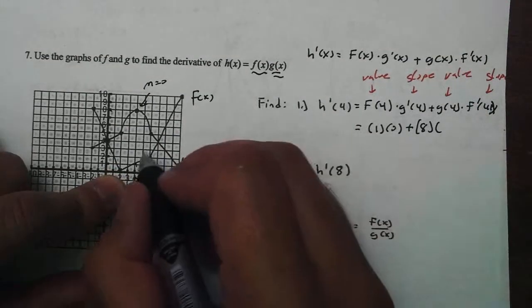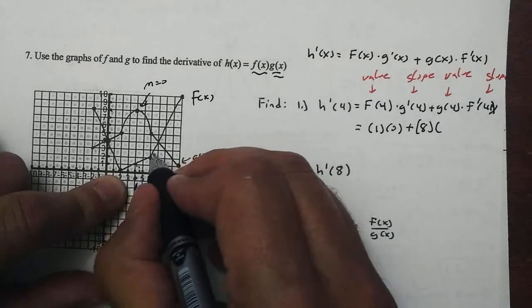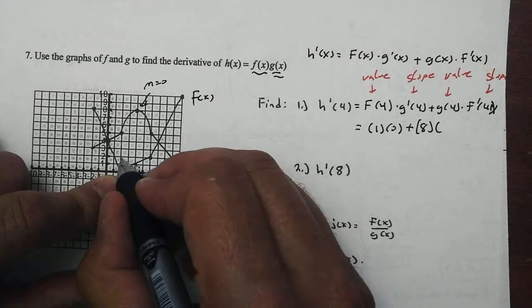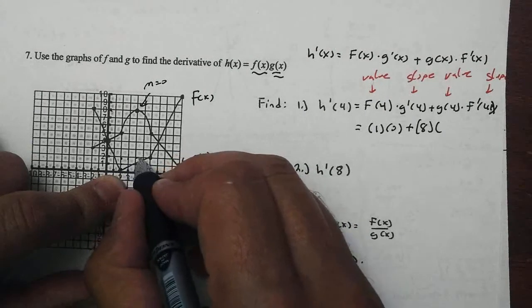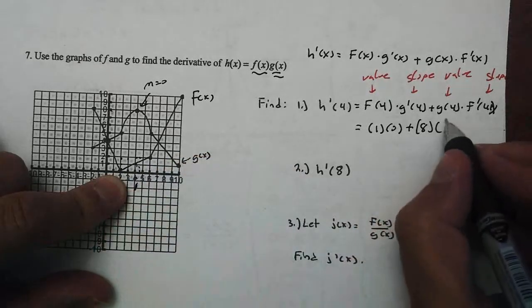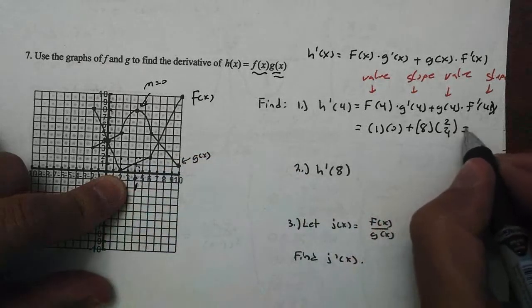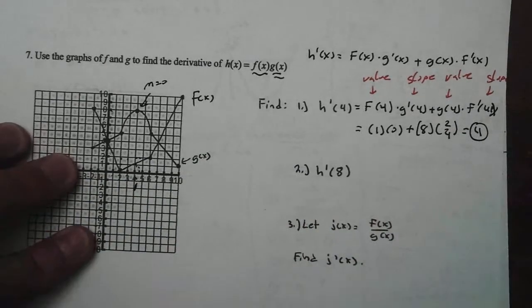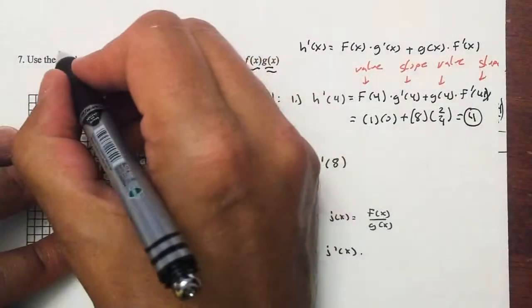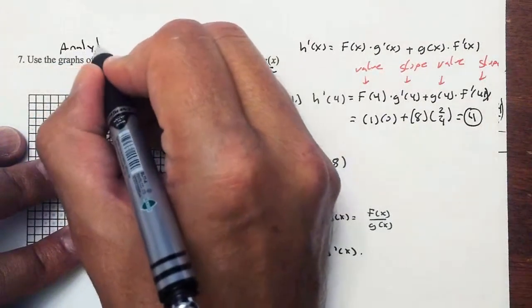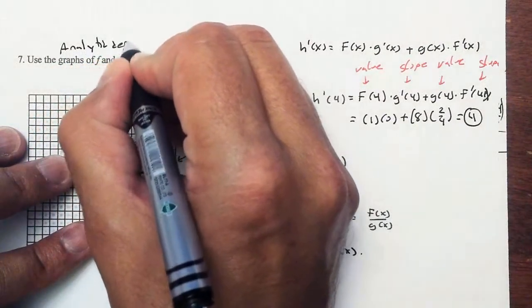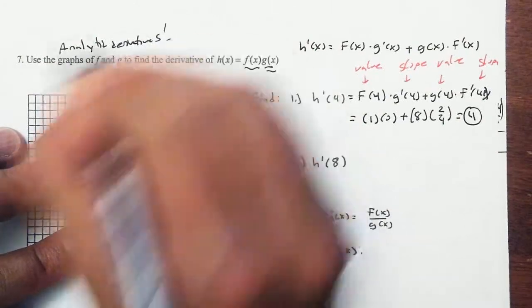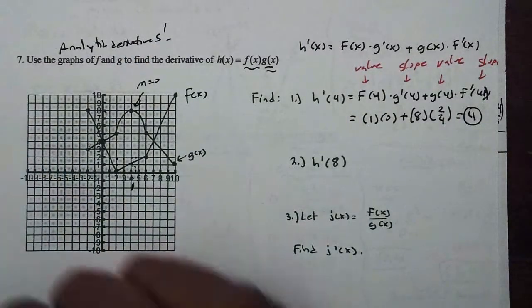And then I want the slope of f at 4. So I want the slope of this line. It looks to be up 1, 2 over 1, 2, 3, 4. So it looks to be 2/4, which of course is just a number. So that's the value of our derivative there. These are sometimes called analytic derivatives. You're going to get the derivatives from a graph where they give you some information, okay? You got to know how to do these.